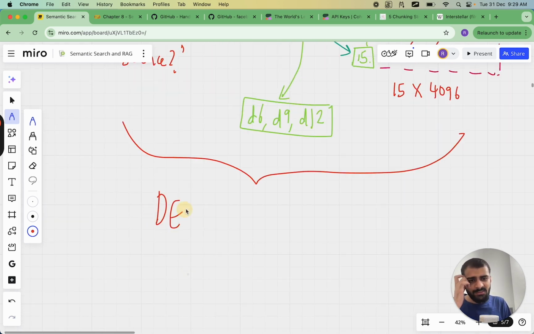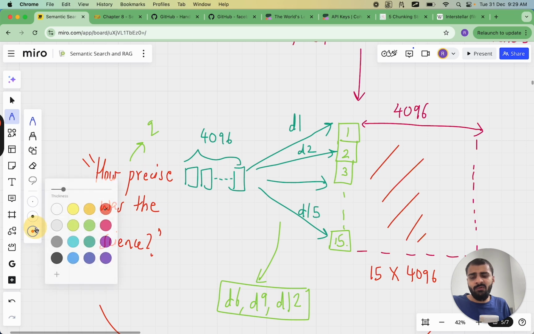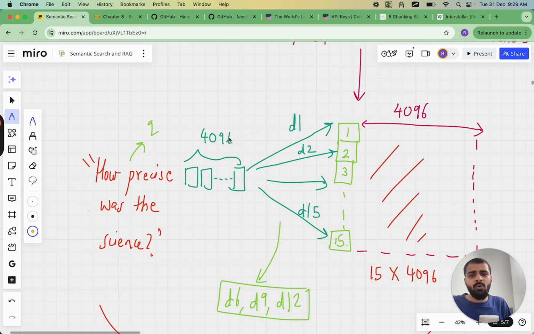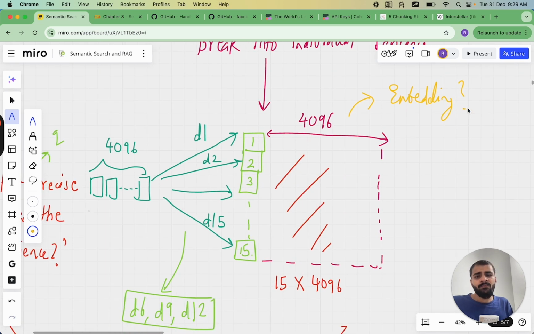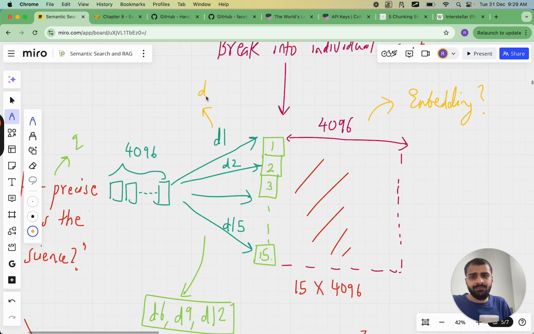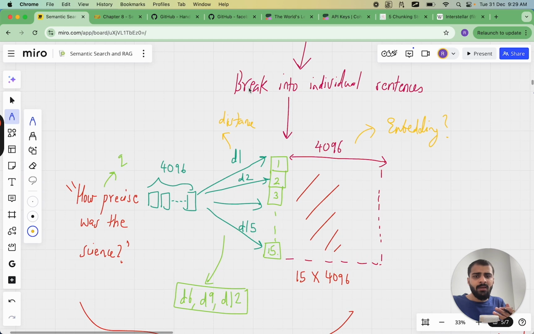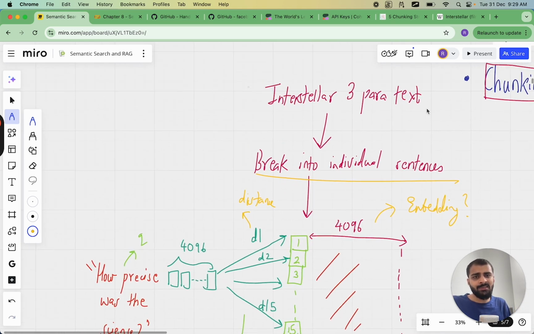This is called dense retrieval. In the previous lecture, we focused on several aspects of this dense retrieval system. We focused on how to do this embedding, or which embedding models to use. Then we looked at different distance metrics. So we took a look at what really happened after we break down the paragraph into individual sentences, right?